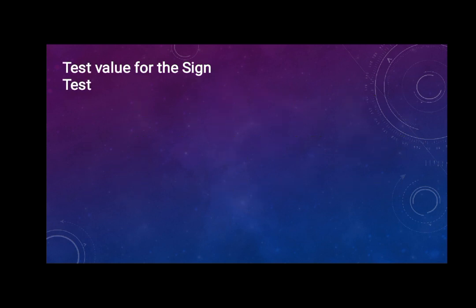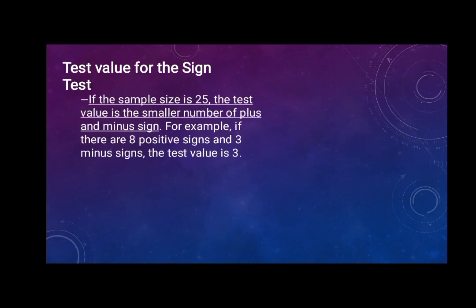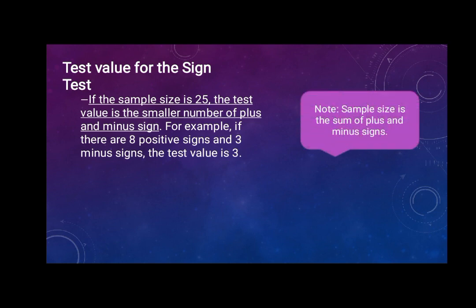Test value for the sign test. If the sample size is 25 or less, the test value is the smaller number of plus and minus signs. For example, if there are 8 plus signs and 3 minus signs, the test value is 3. Take note that the sample size is the sum of plus and minus signs.